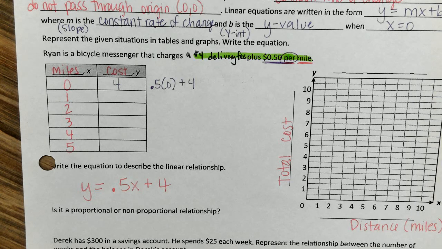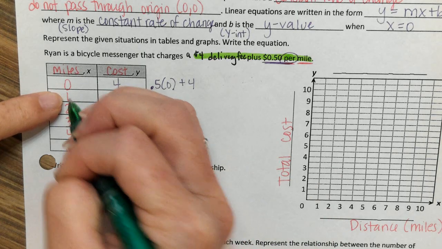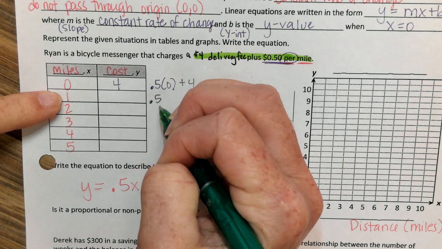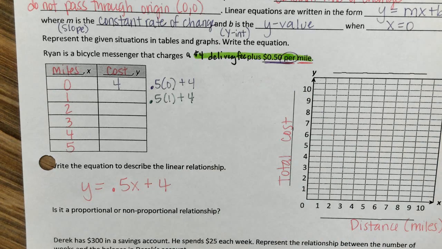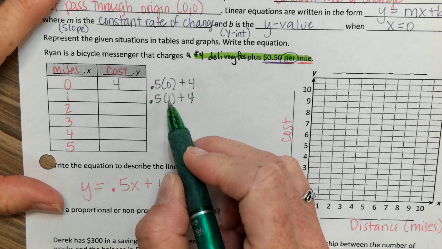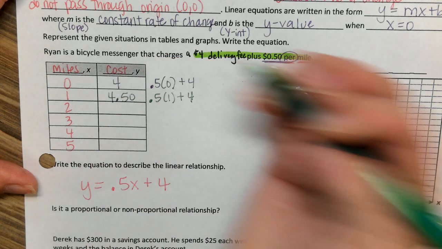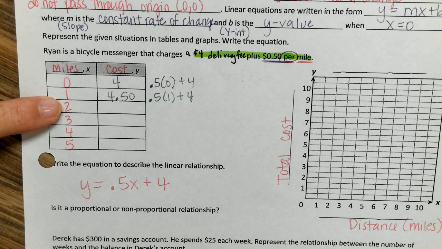Are we good with this? Now we're going to do when x is 1. So we're going to plug 1 in for x. How would I do this? 0.5 times 1 plus 4, what's 0.5 times 1? 0.5. And what's $4 plus 50 cents? Sorry. $4.50. And it's money, so I'm going to go ahead and add that hundredths place value. All right, how would I do it when x is 2?